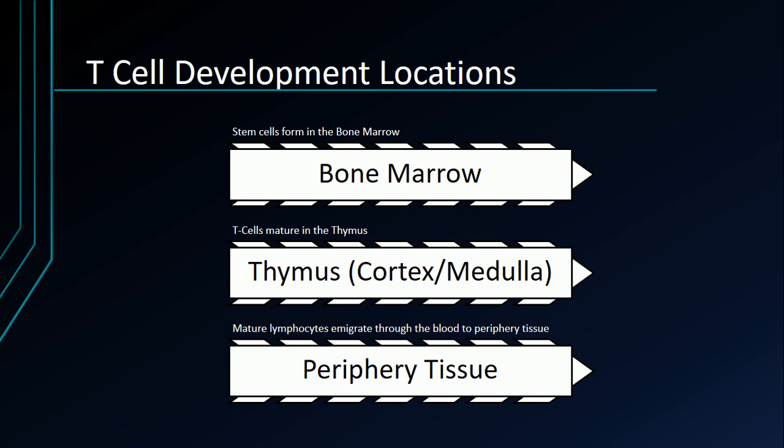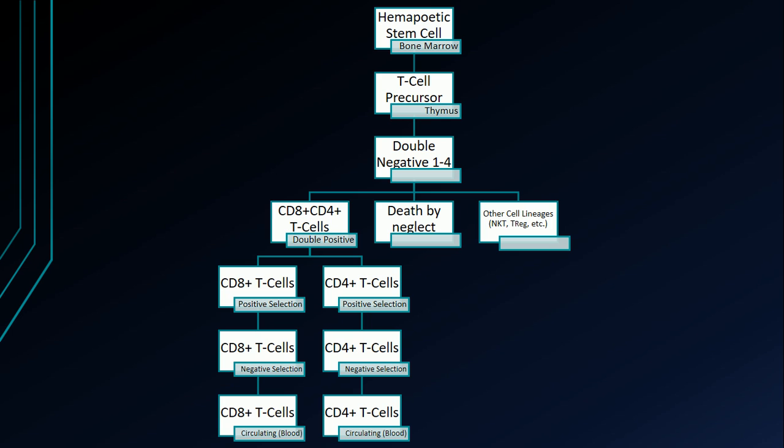So let's just get an overall look at everything. You can see that they start off as hematopoietic stem cells, and I don't have every single step here, but these will eventually develop in the bone marrow to a stem cell precursor, and then they will go to the thymus where they'll become the T cell precursor.